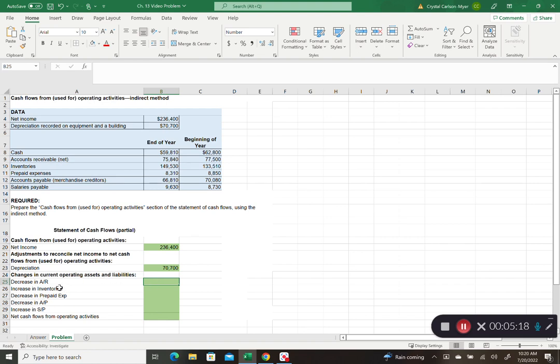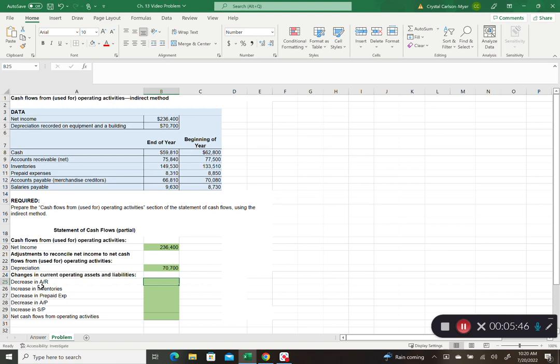All right. So I already have in here that we decreased our accounts receivable and we increased our inventory. What you want to do is look at the changes in your current assets and your current liabilities, not accounting for cash, because that will be accounted for in the end. Essentially, accounts receivable, inventories, prepaid expenses, accounts payable, and salaries payable are the current assets and liabilities that we're going to account for in the operating section.